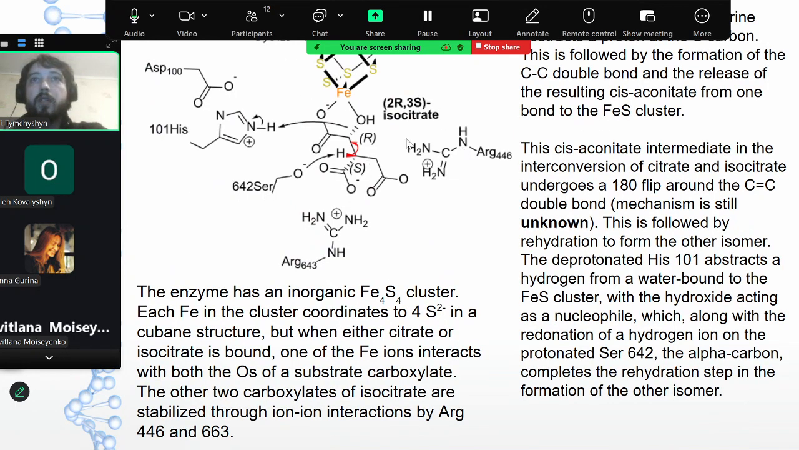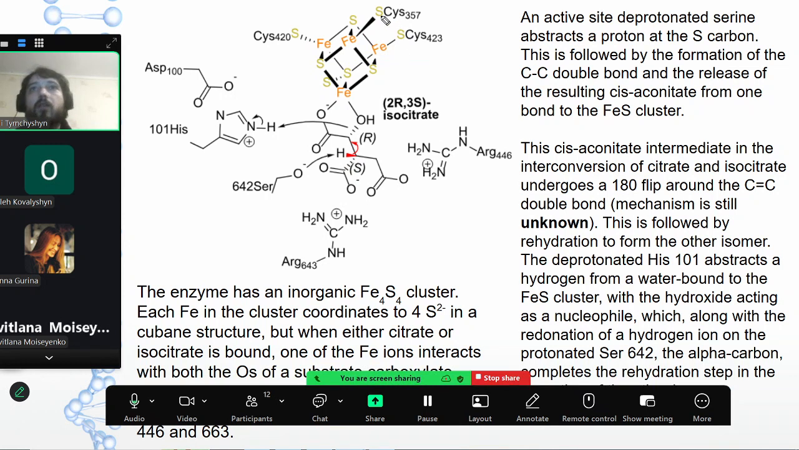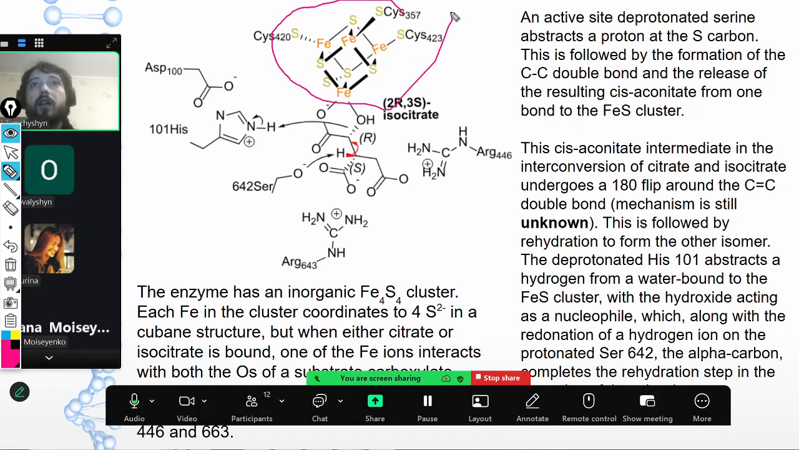So here is an example of that aconitase. It performs everything in 2 steps. The enzyme has an inorganic iron 4 sulfur 4 cluster. So here you see that cluster. I guess it looks really nice. Here is the cluster itself in the form of a cubane, so it's some sort of cube. And of course it is stabilized with some cysteines from the protein, and here you see how that reacts with the isocitrate.